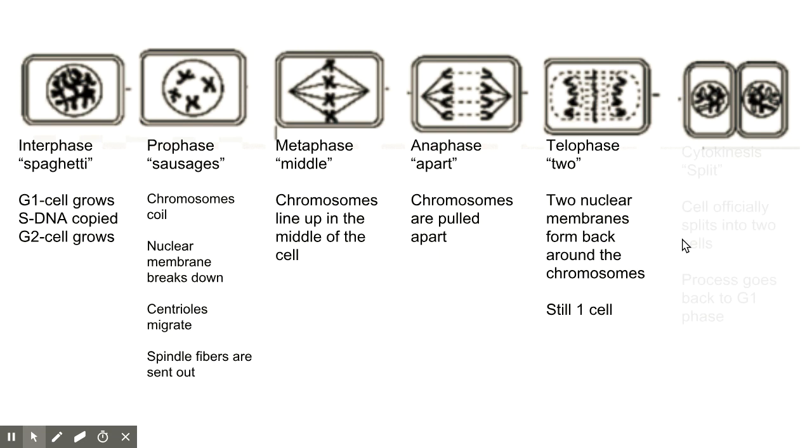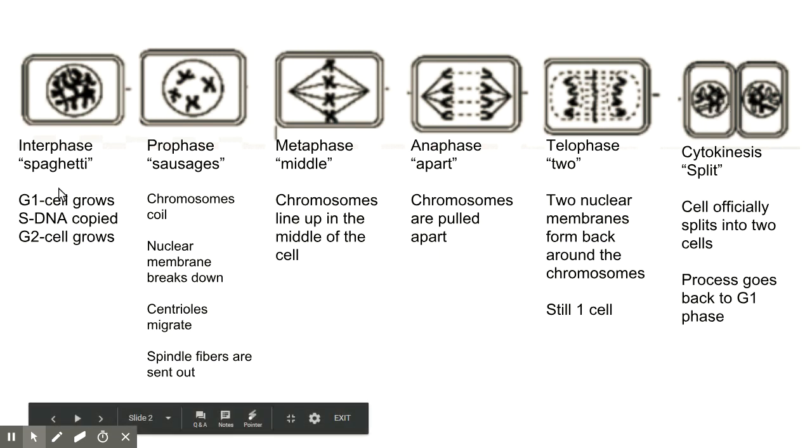And when we actually do divide the cell, cytokinesis is that final stage, and it's split. So the cell is officially split into two cells. And now you can see they're small, right? So this process is going to loop back around to the G1 phase where it grows and starts becoming this size again.